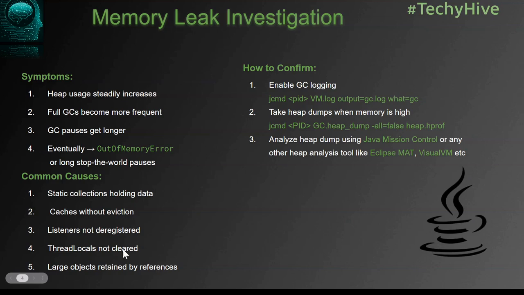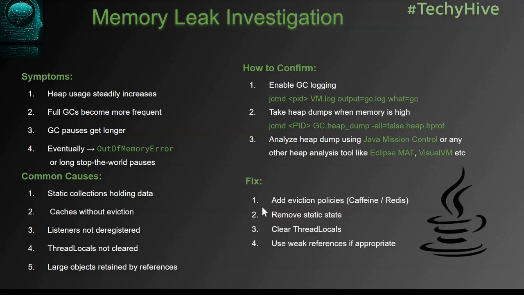ThreadLocals not cleared. Sometimes we use thread locals to define thread-specific data, but sometimes we forget to clean them. So remember, whenever we use thread locals, we need to clean them. Here you can see thread locals not cleared will be a reason for memory pressure. Large objects retained by reference. Sometimes we create a very large object in our application, and if they are referenced by different objects, they will stay in the memory and will increase the memory size. So generally, we have to check if there are any large objects in the application.